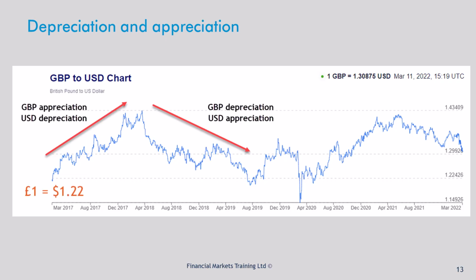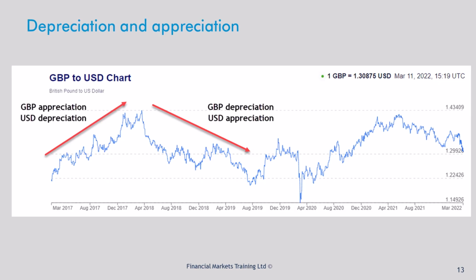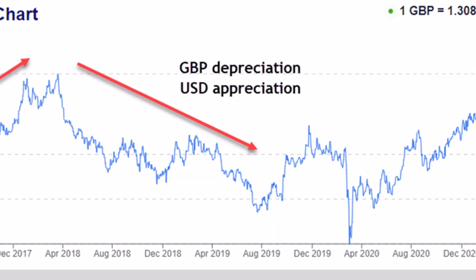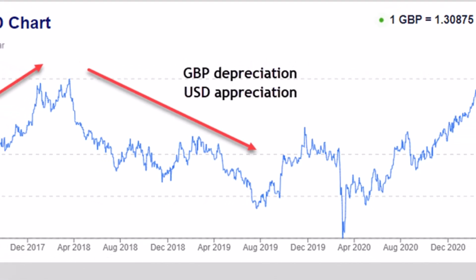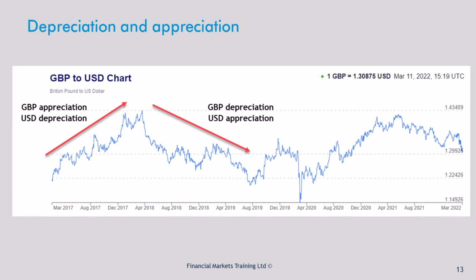At the start of the period, an investor would only need to give up $1.22 to obtain £1. 12 months later, they would need to give up more dollars, i.e. $1.43, to obtain the same amount of sterling. Therefore, we can see that sterling depreciates as it is worth an ever smaller number of dollars, and so we can say that the dollar is appreciating. We now have to give up a smaller number of dollars to obtain £1.